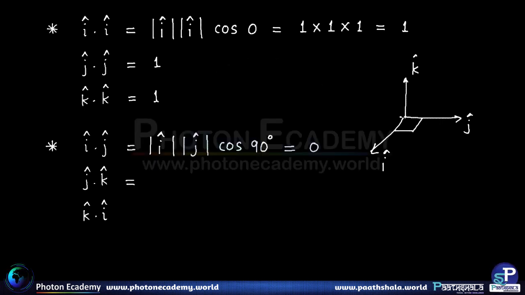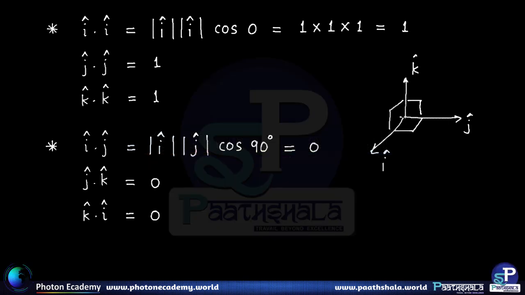Similarly we can show that j cap dot k cap is also 0, because between j and k also we have 90 degrees. And k cap dot i cap is also 0, because they also have a 90 degree angle between them. We make use of these facts to actually calculate the scalar product.